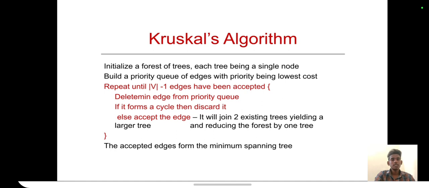Kruskal's algorithm. Initialize a forest of trees, each tree being a single node. Build a priority queue of edges with priority being lowest cost. Repeat until V minus 1 edges have been accepted. Delete the minimum edge from the priority queue. If it forms a cycle, then discard it, else accept the edge. It will join two existing trees, yielding a larger tree and reducing the forest by one tree. The accepted edges form the minimum spanning tree.